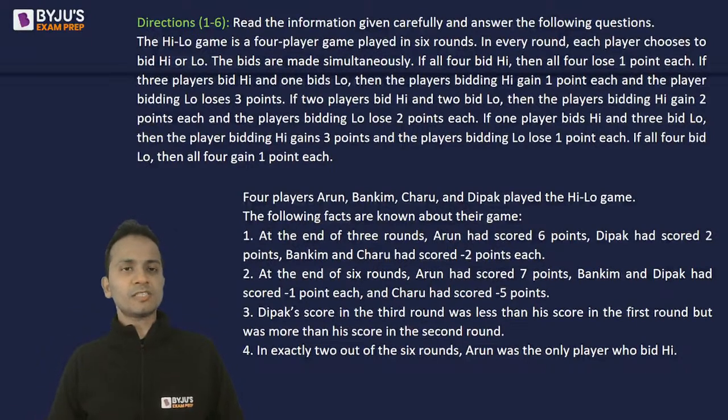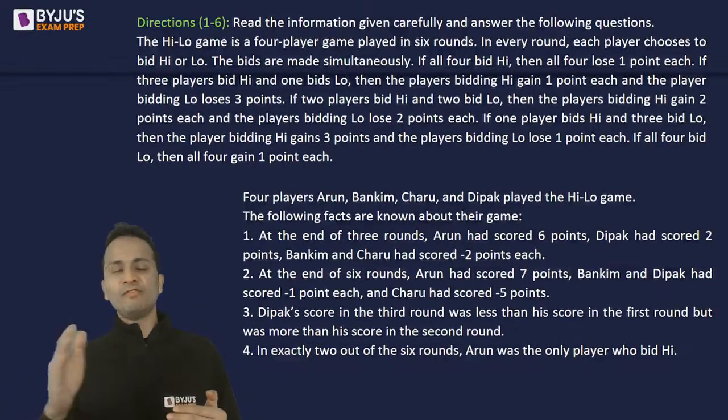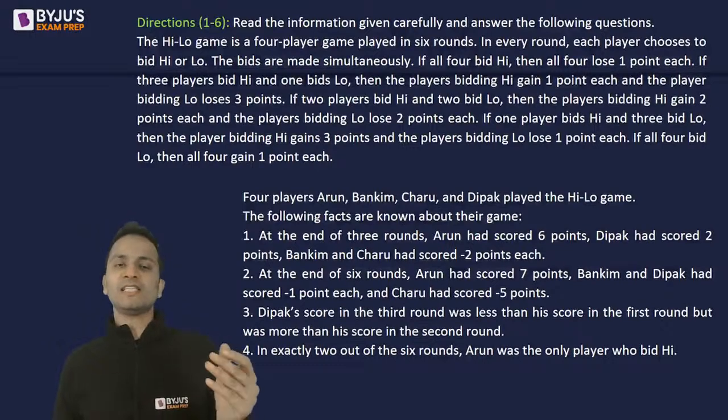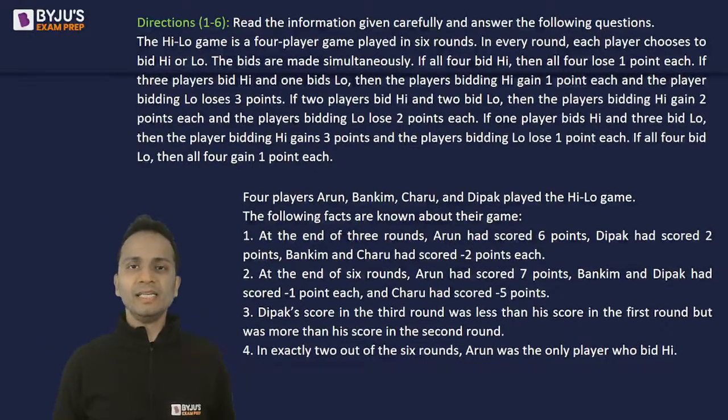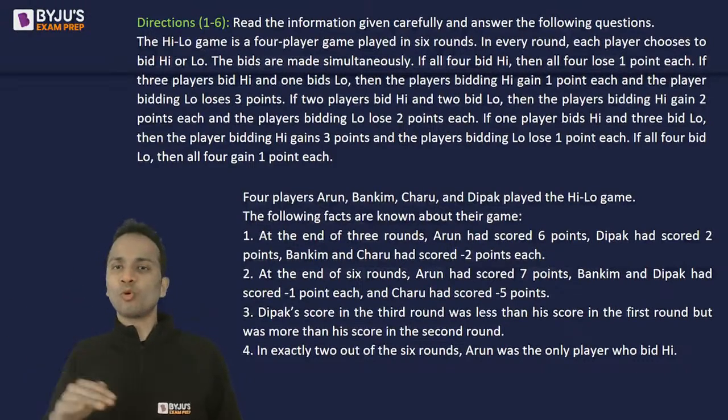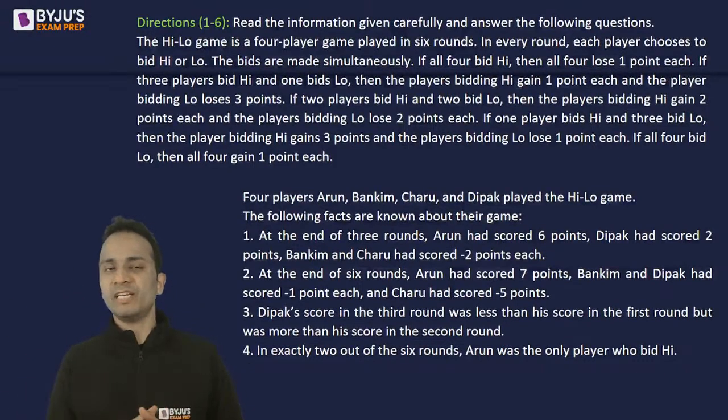Now the directions tell us that the high-low game is a 4-player game played in 6 rounds. So we have 4 players and we have 6 rounds, so the table is clear in front of us. Let's say the players are A, B, C, and D, and then there will be 6 rounds. So there will be 6 columns and 4 rows, one for every player and every round.